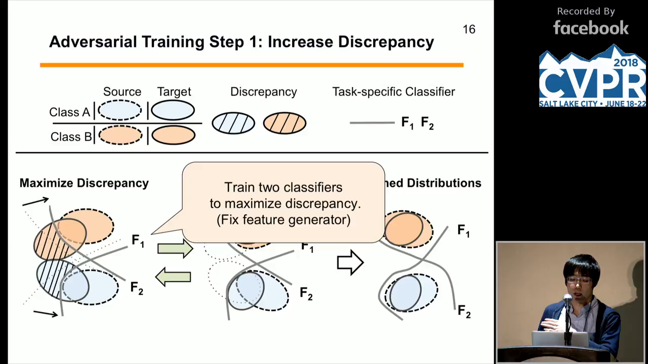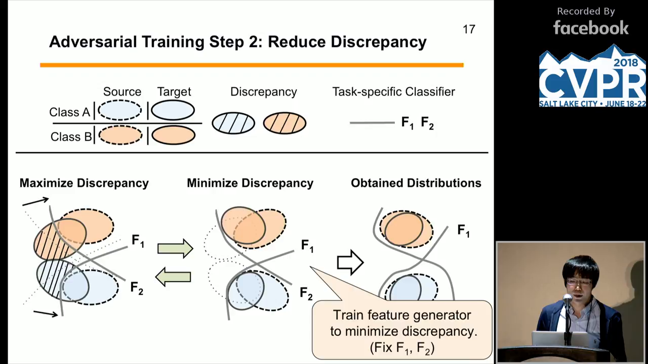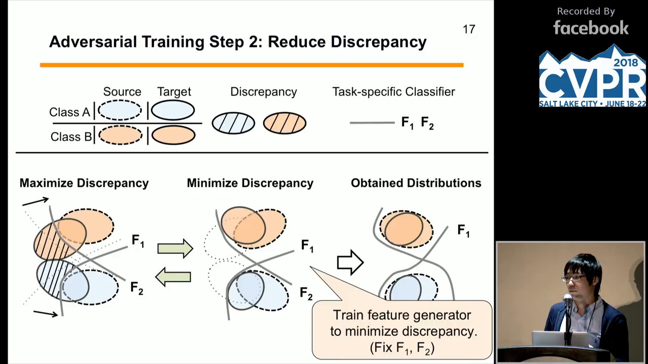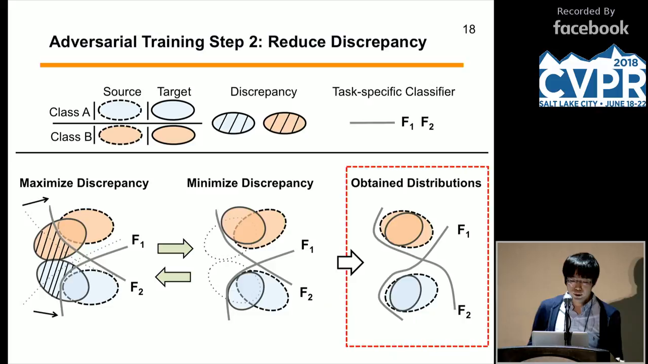Then, we train a feature generator to minimize the discrepancy for the fixed two classifiers. This operation is to obtain discriminative target features. As you can see in this slide, we aim to move the feature distributions of the target near the source ones. And we repeatedly train the two kinds of players in an adversarial way, and we aim to obtain discriminative features. The target features are aligned with the source, considering the relationship between the task-specific classifier and target features.